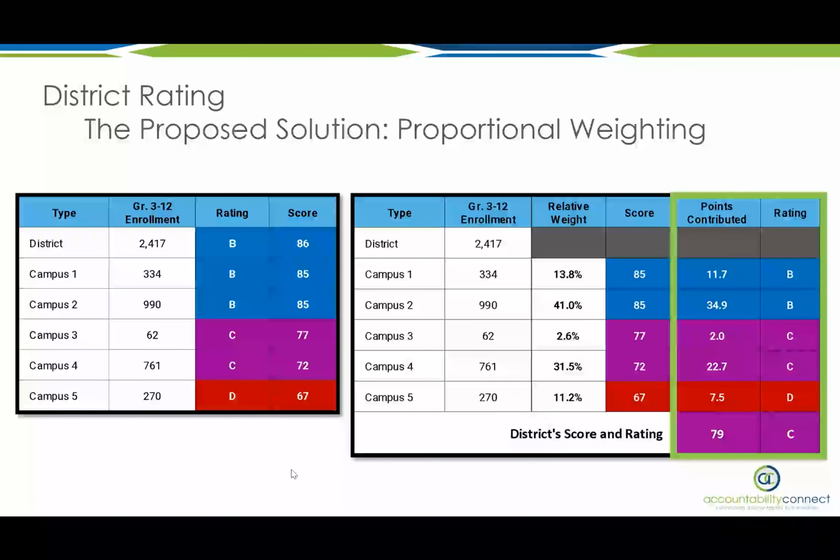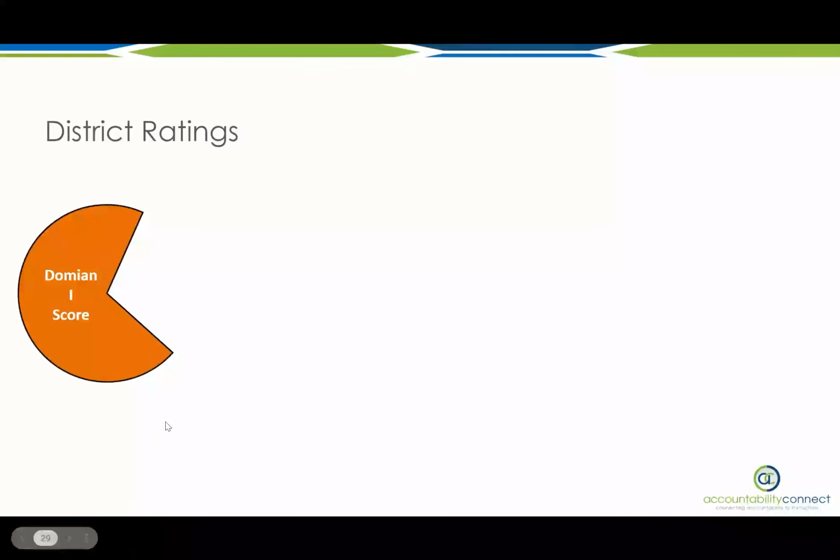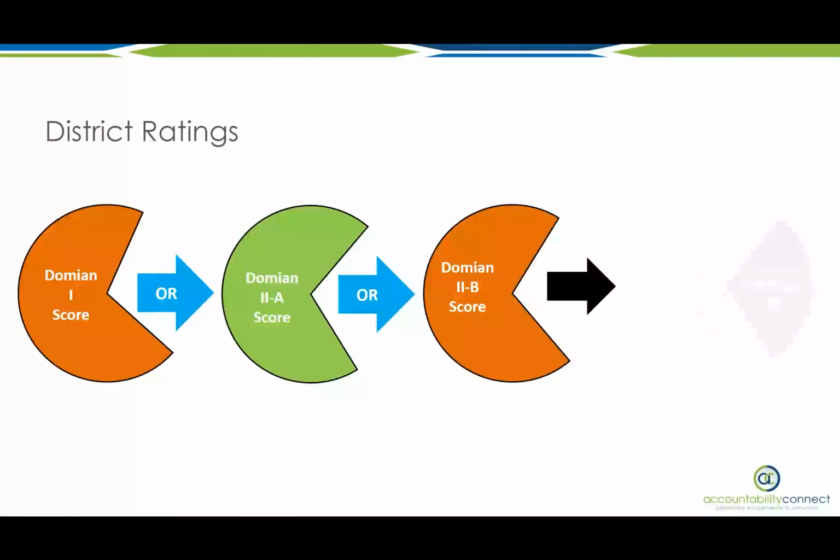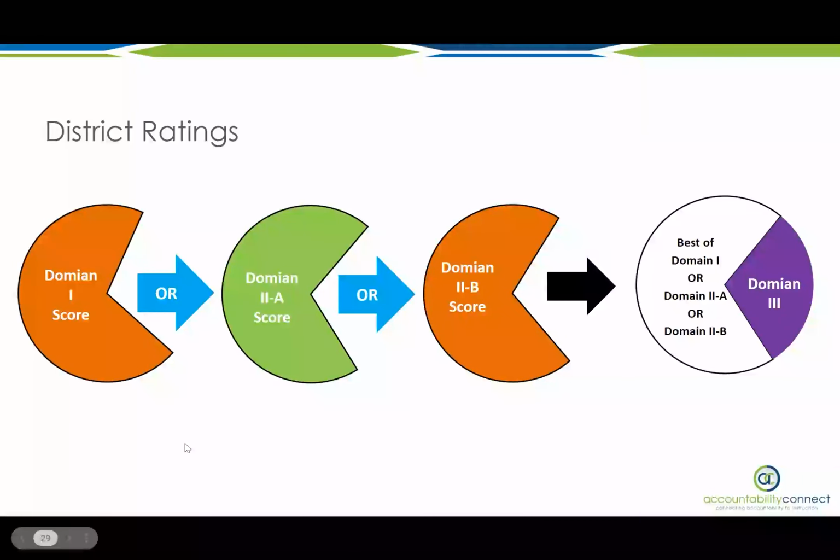This process has to be repeated for each individual domain. If a district were calculating this score, they would have to do that process 4 different times to get the overall rating. But districts will still follow the same process as a campus: whichever one of the domains we do best in will become 70% of the district's overall rating, and the remaining 30% will be domain 3. So the district is also looking at a best-of. It's a strengths-based system.